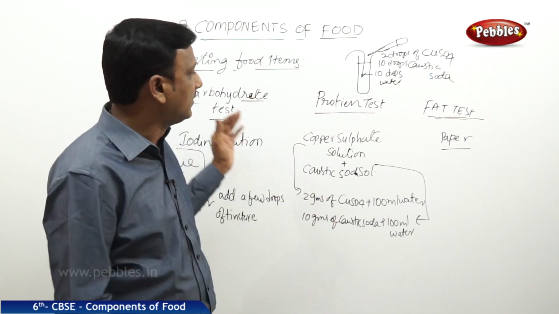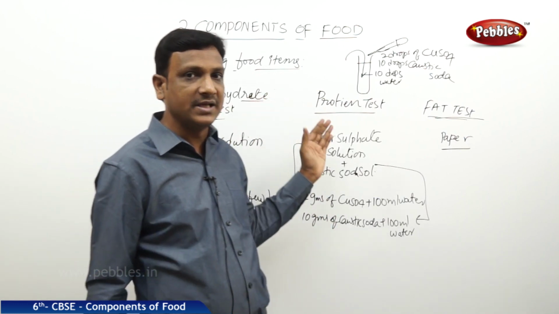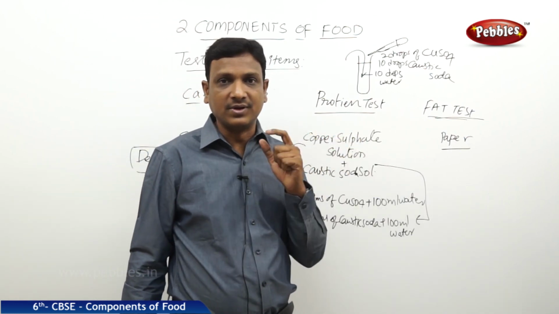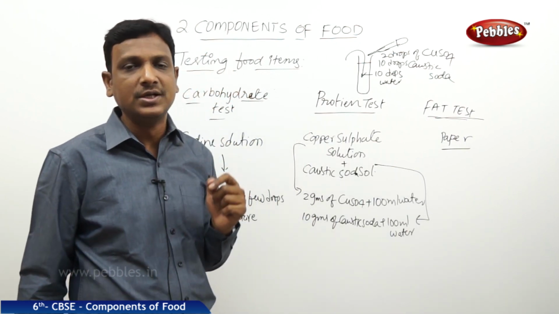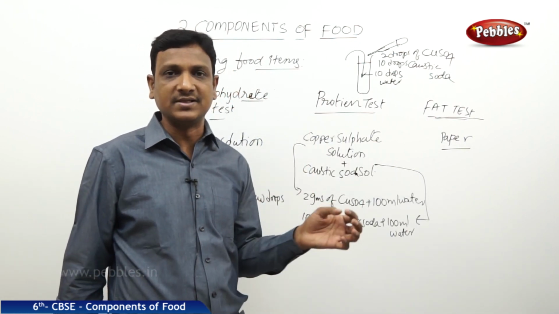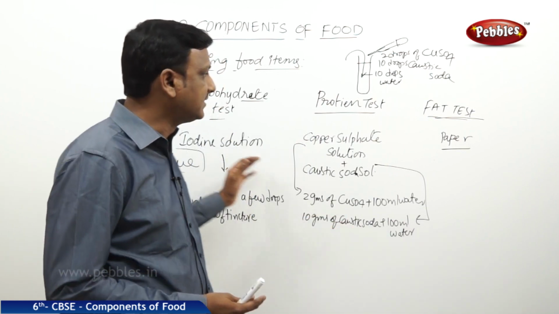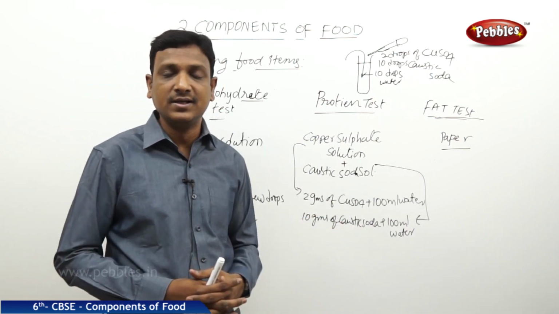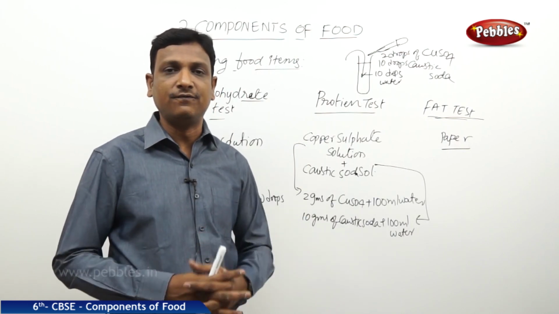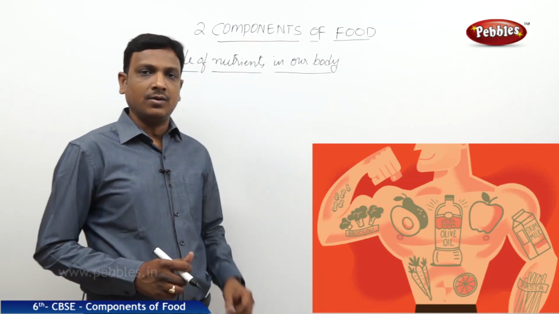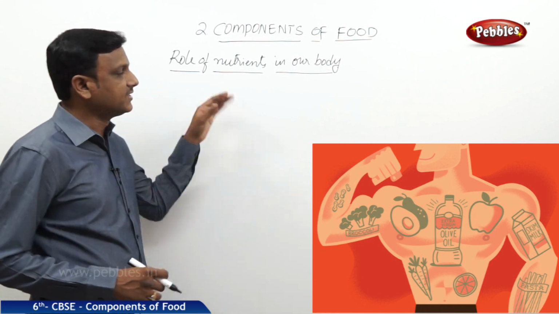So right now, with the help of this simple equipment and simple chemicals, you are ready to test the food and find out. You can do this with the help of some elders, under the supervision of your teacher or your parents. You can conduct these simple experiments to identify the nutrient present in the food item. Okay, now let us see the role of nutrients in our body.